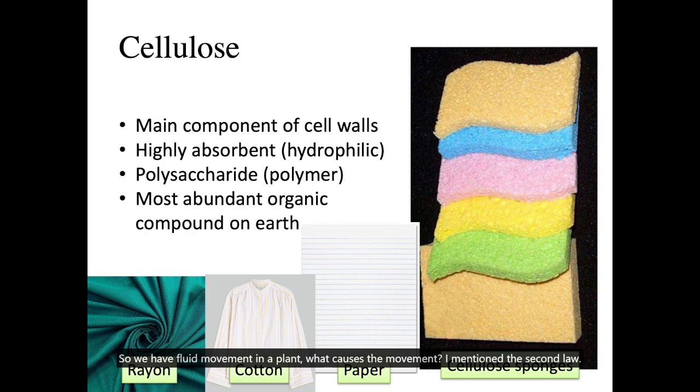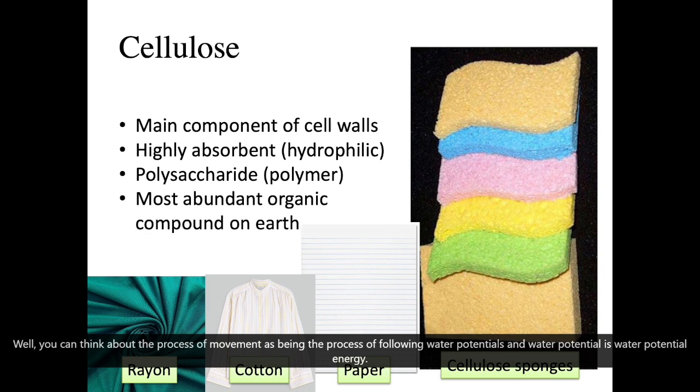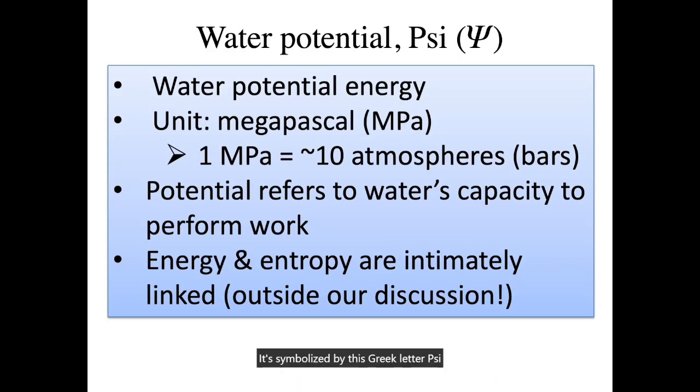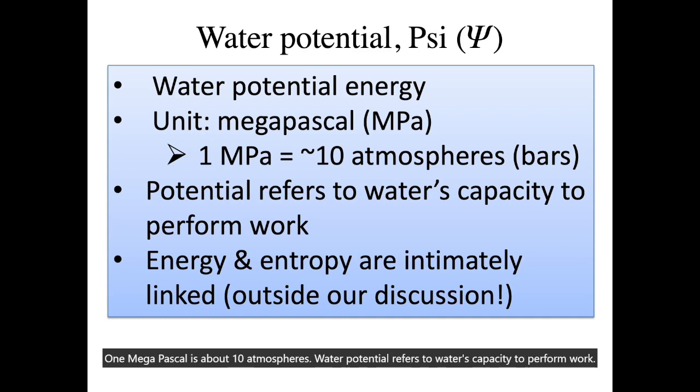So we have fluid movement in a plant. What causes the movement? I mentioned the second law. Well, you can think about the process of movement as being the process of following water potentials. And water potential is water potential energy. It's symbolized by this Greek letter psi, pronounced psi, and it's in units of megapascals. 1 megapascal is about 10 atmospheres. Water potential refers to water's capacity to perform work.